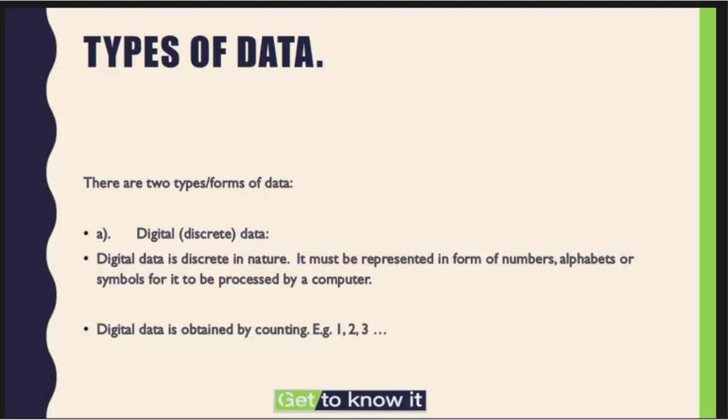And digital data is usually discrete in nature. So what does that mean? This data is usually represented in form of numbers, alphabets, or symbols for it to be processed by a computer. So any raw facts that are in form of numbers, alphabets, symbols, we usually categorize as digital data. So digital data is obtained by counting, e.g. 1, 2, 3, A, B, C, D, all that is digital data.